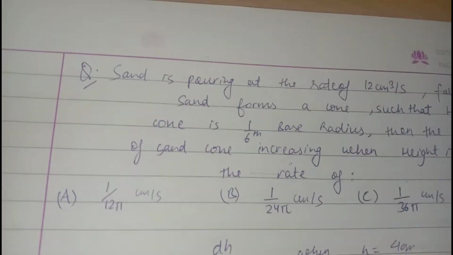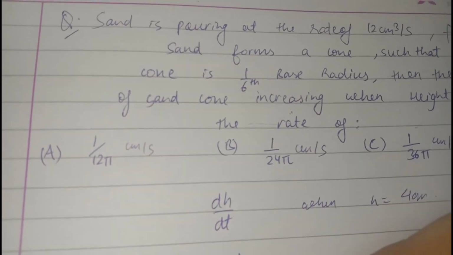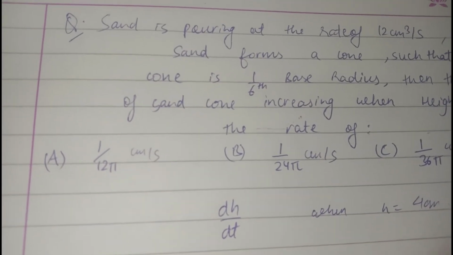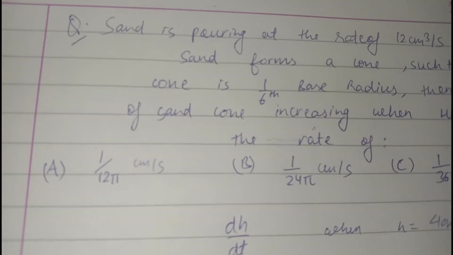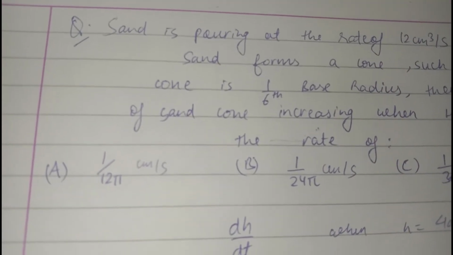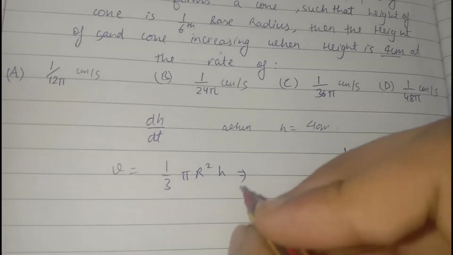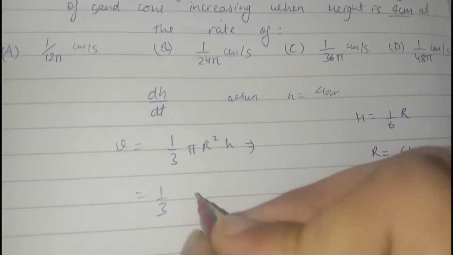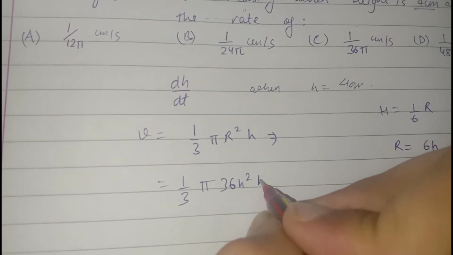So we have been given that the pouring sand forms a cone, so the volume is 1 by 3 pi r square h, and we can conclude that the height is 1/6 of radius. So I can write my radius as 6 times height. So volume is 1 by 3 pi 36h square into h.